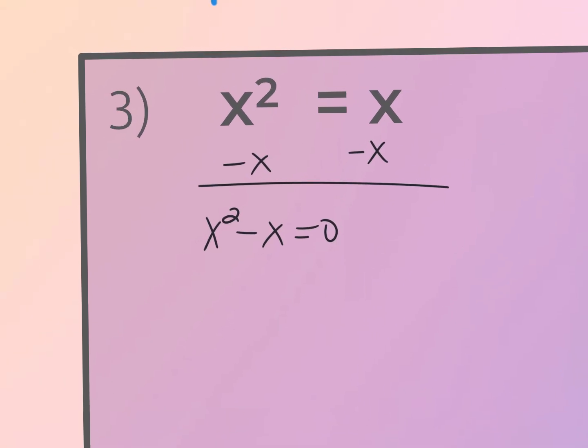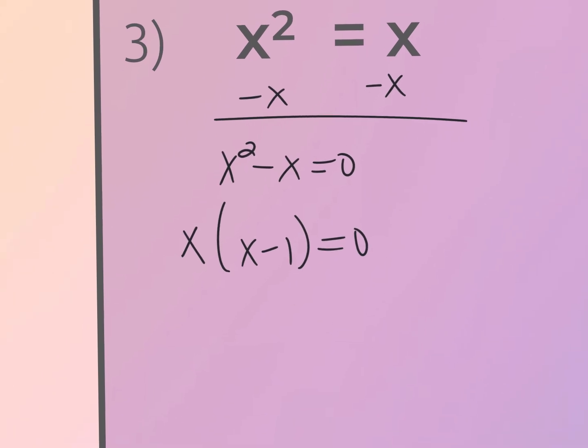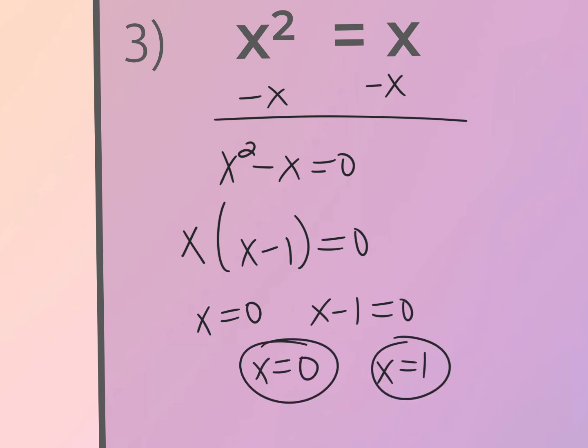Now, how do we factor this? Take out a GCF. What is my GCF? X, and I'm left with x minus 1. Perfect. Now we do what with each piece? Set it equal to 0. Awesome. So what are my 2 x values? X equals 0 and x equals 1. Good job.